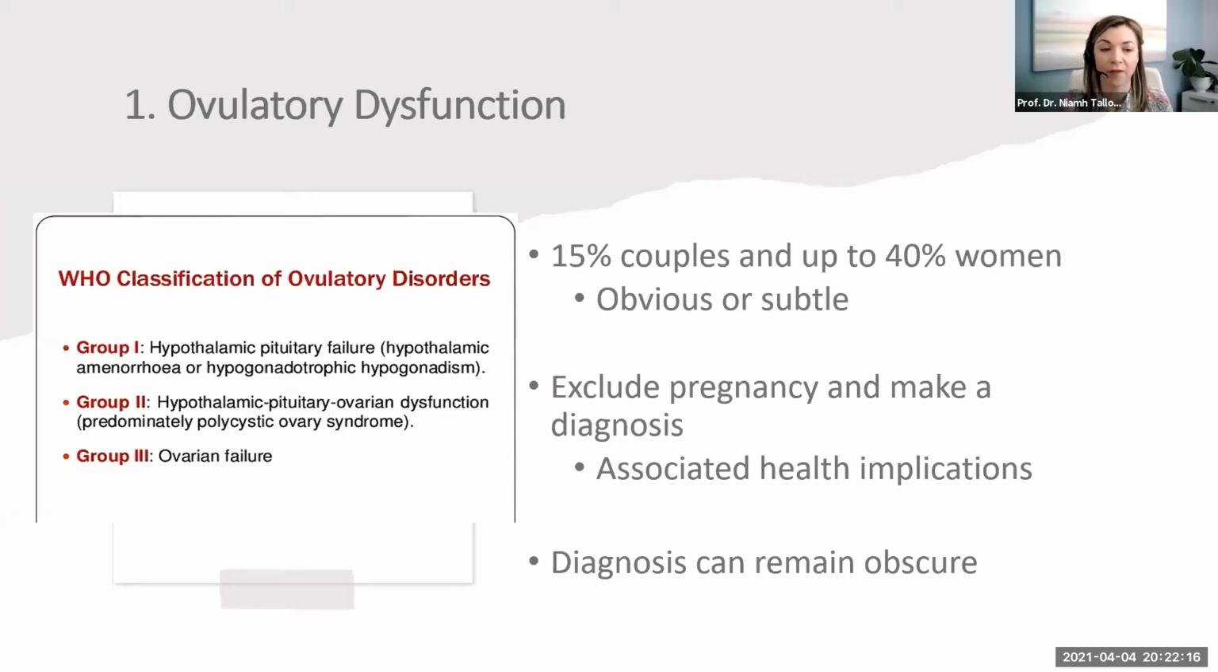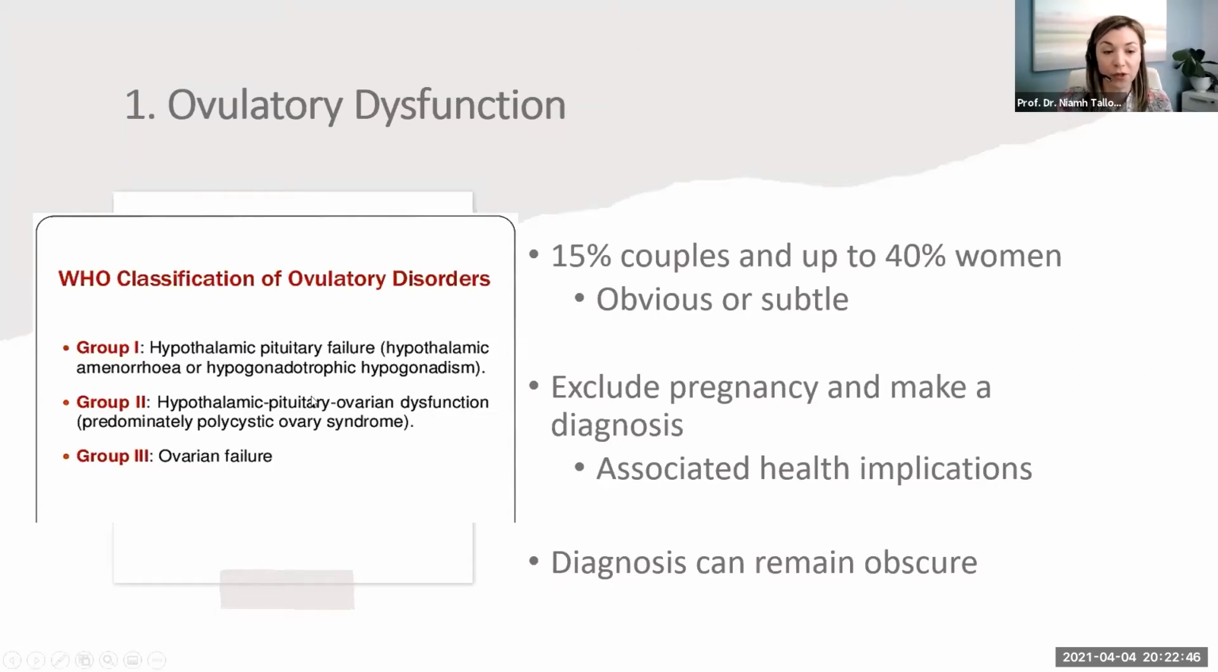And I've just put here for you the WHO classification for ovulatory disorders. Group 1 being those things that affect the hypothalamus and the pituitary, and patients often have hypogonadotropic hypogonadism. This would represent those patients who exercise significantly or diet or have significant stress in their lives. And maybe some genetic components like Kallmann's disease would affect this for sure.